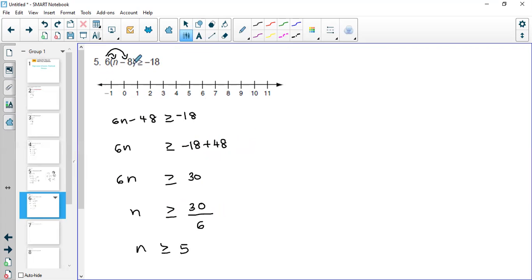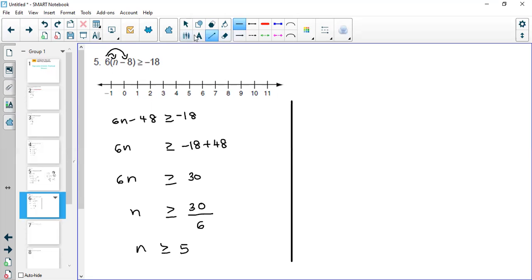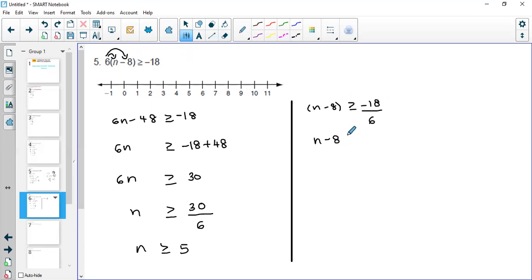Now this is using the distributive method. What if you use the direct division method? Like I said, you know that 6 has been multiplied here, so you could even use this way, where you leave n minus 8 here is greater or equal to negative 18 divided by 6. So that's going to give you n minus 8 is greater or equal to negative 3. Or what you're going to do is move the 8 to the other side.